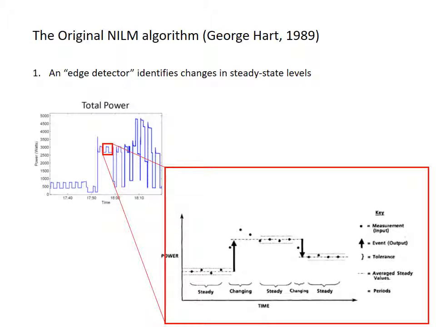So if we assume that a library of device level data exists, and you want to go through smart meter data and try to disaggregate it, the first step is to come up with some sort of edge detector algorithm that identifies changes in steady states. All of this comes from the seminal non-intrusive load monitoring study that was written by a guy named George Hart in 1989. So this field is pretty old, more than 25 years old.